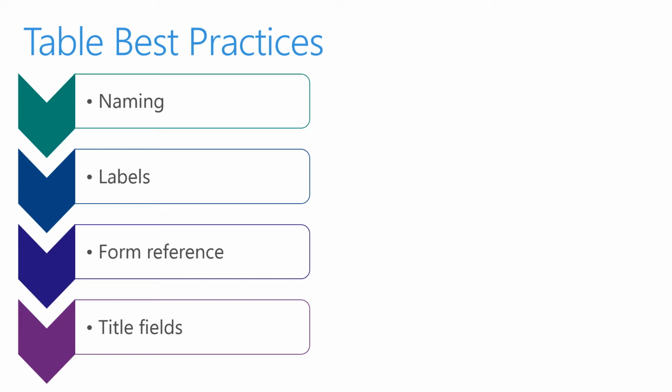Its title field 1 property is set to item group ID, which is a key field on the table, and title field 2 is set to name, which is a descriptive field for the records in the table. If the value of title field 1 and title field 2 are the same, an error will occur.